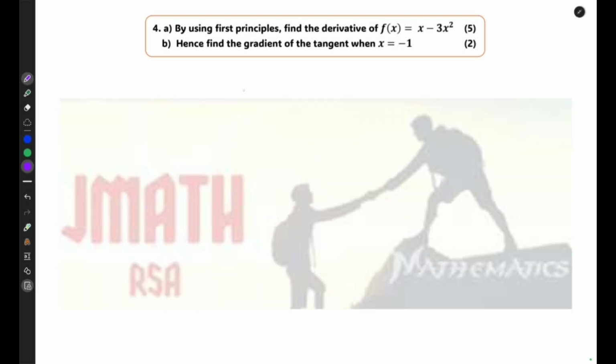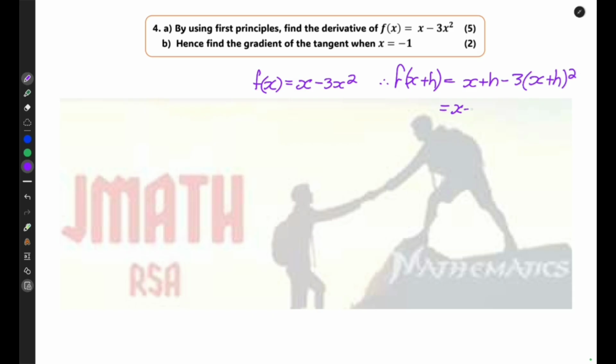By using first principles, find the derivative of f if f(x) is equal to x minus 3x squared. Okay, so that's the 5-mark question. And then hence find the gradient of the tangent when x is equal to minus 1. For question A, I would start as I normally do. So I would say f(x) is just what they gave me, so x minus 3x squared. And therefore, f(x plus h) would be x plus h minus 3(x plus h) squared. And if I simplify that, it would just look like this.